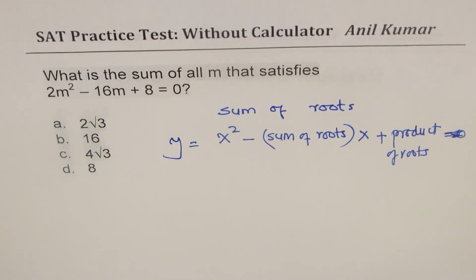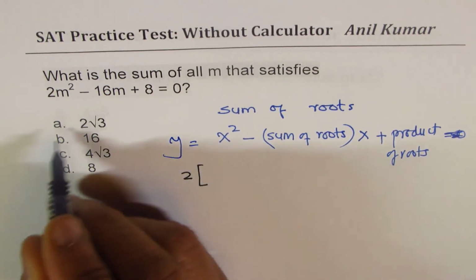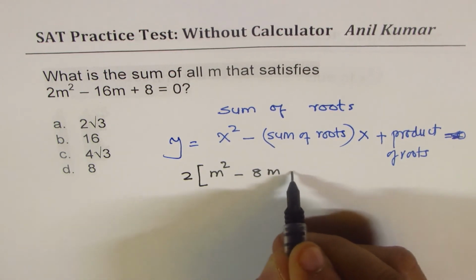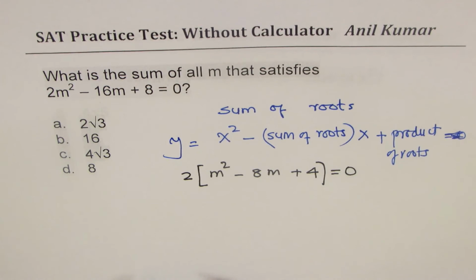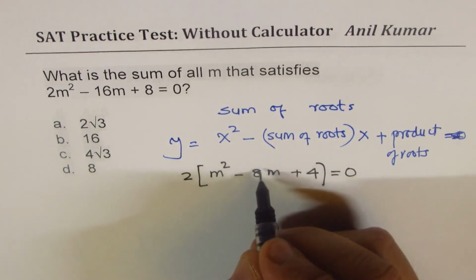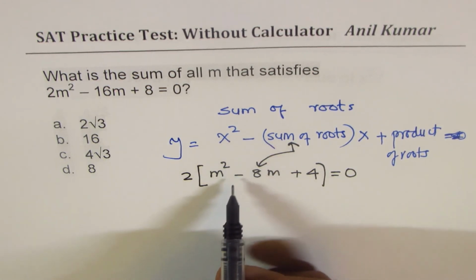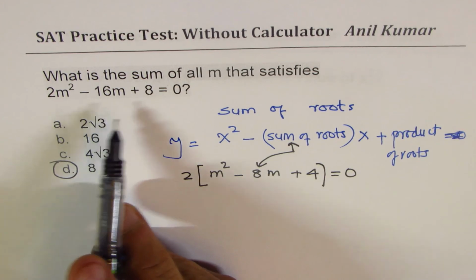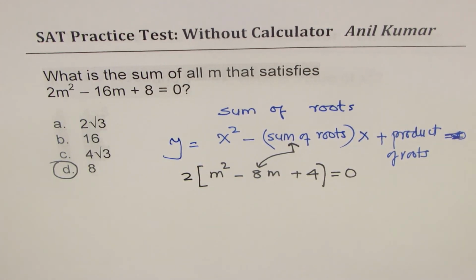Now here, what do we have? Let's factor 2 and get our answers. We get 2. So we have equation as m squared minus 8m plus 4 equals 0. Now this is the value of sum of roots. Do you see that? Just the number 8. Minus minus is already there. So that becomes your answer. Well, you could always factor into it, but that is going to take a lot of time. So this is better. Perfect. So that is how you should be doing it.